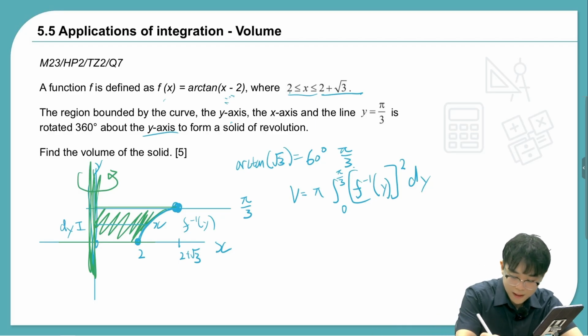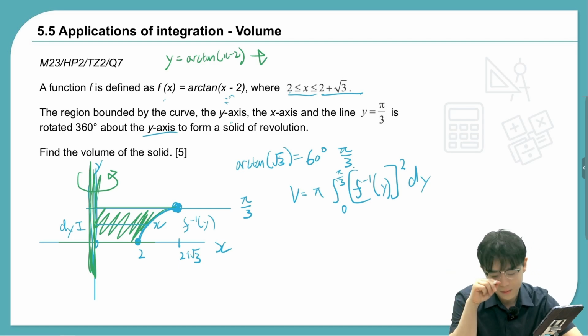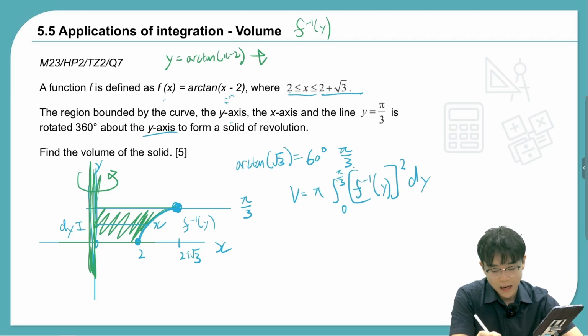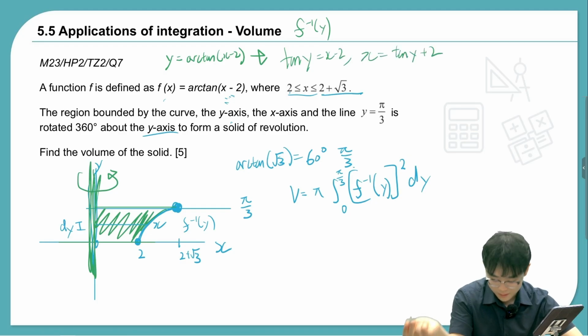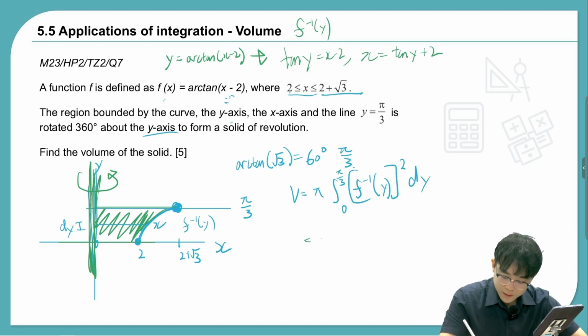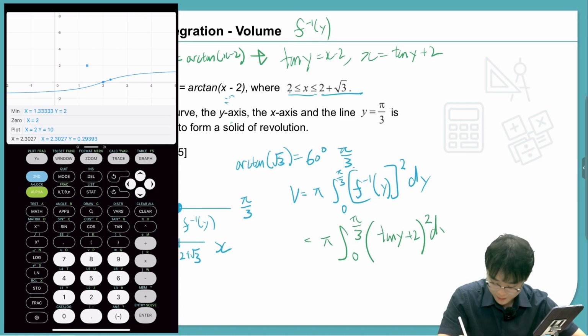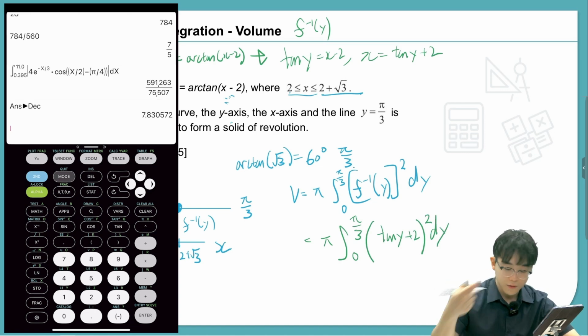And so let's find f inverse. So if you have y is arctangent of x minus 2, to find the inverse, right, to find f inverse of y, we want to switch the x and y, right? So how would you represent x in terms of y? Let's just put tangent on both sides. So then tangent y would be x minus 2. So x would be tangent y plus 2, right? Pretty simple. You can just do this: V equals pi, integrate from 0 to pi over 3, and then we would do tangent y plus 2 squared dy. So evaluating that should give you the volume.